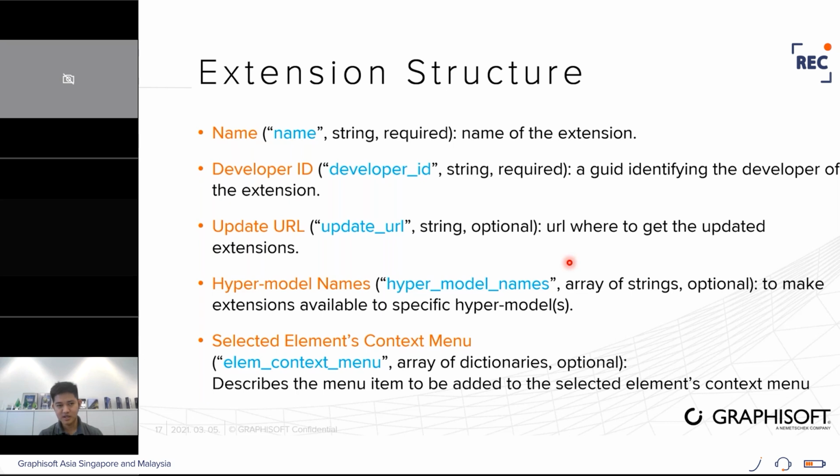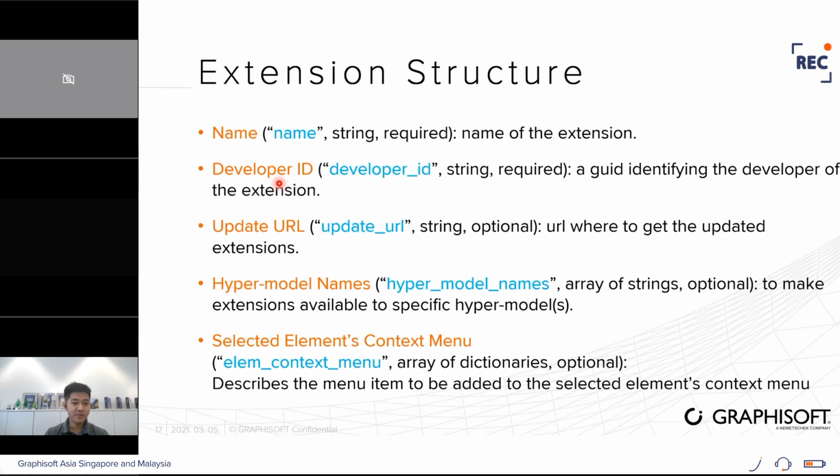Of course, the JSON file needs a structure. So there are some required keys or strings to be added: the name of the extension, what it will show in the app itself, and then the developer ID. The developer ID, again, you need to register with Graphisoft or Archicad API to get your developer ID. Okay, an update URL in case you want your extension to be auto updated.